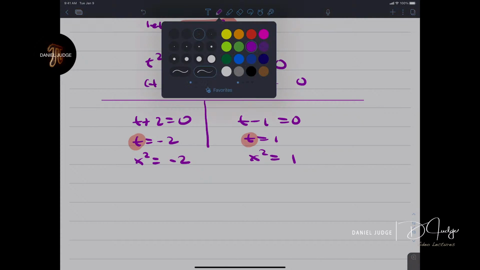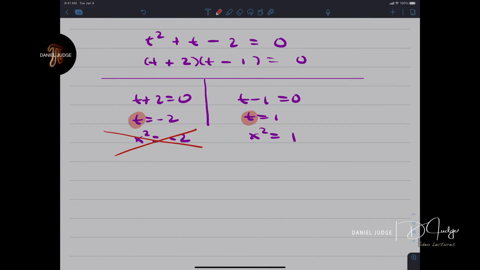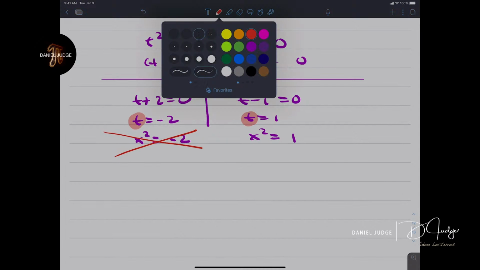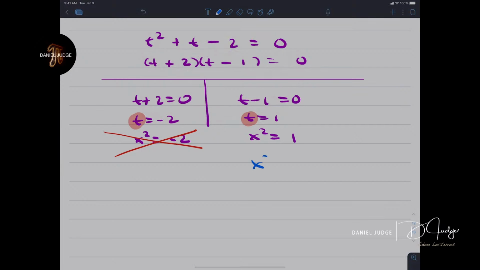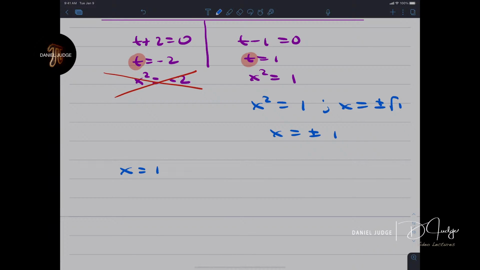Now, I get to throw out x squared is negative 2, because if I have to solve for x, which I do, I get a complex solution. So this is calculus of a real variable. When I solve for x over here, since x squared is 1, I get x is plus or minus the square root of 1. I get x is plus or minus 1, ladies and gentlemen. So x is two values. x is positive 1, and x is negative 1.